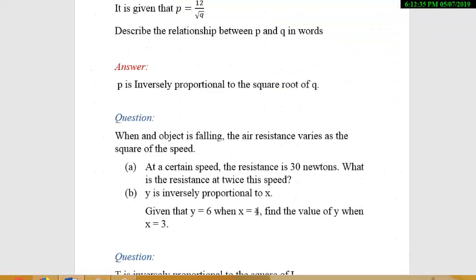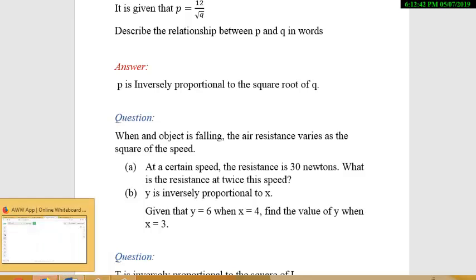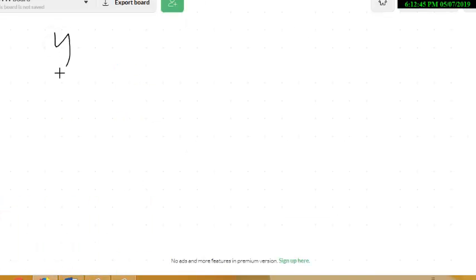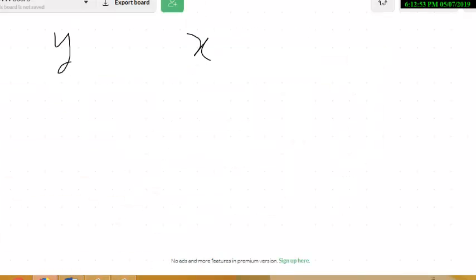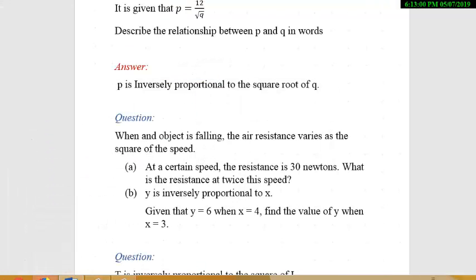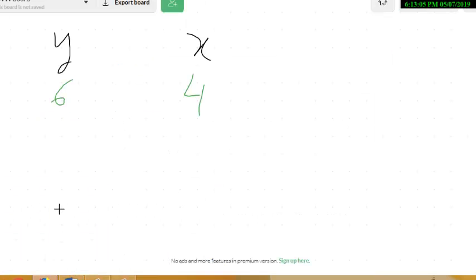Okay, I will use the second method on this B part. Look here, there are two variables, y and x. So let me write y and x here. So y is 6 and x is 4. Let me change the color here. Y is 6 and x is 4. And then the second situation: we have to find what y is when x is 3. When x is 3, what is y? So let me call this y. Just wait.